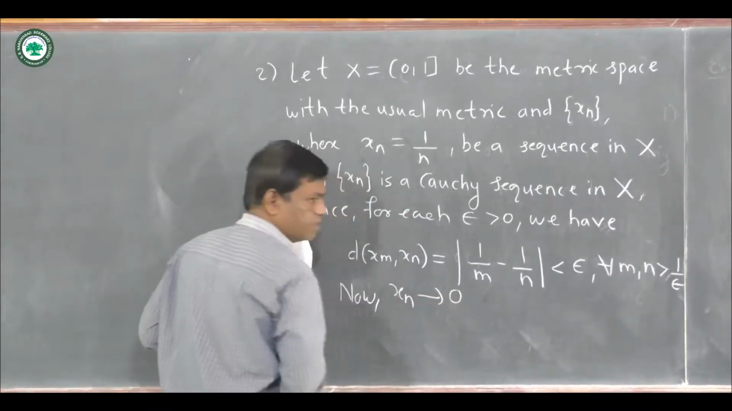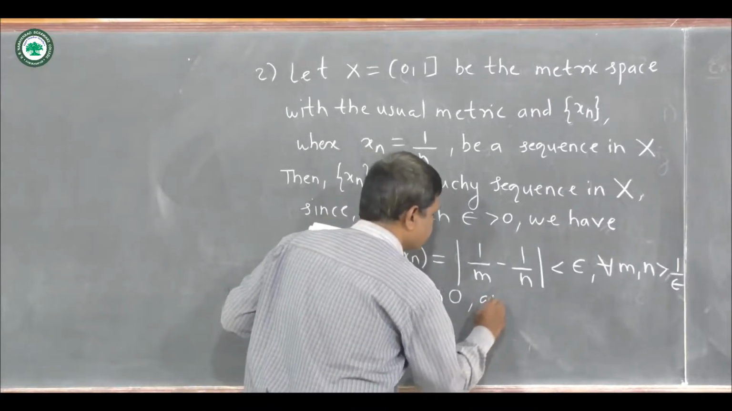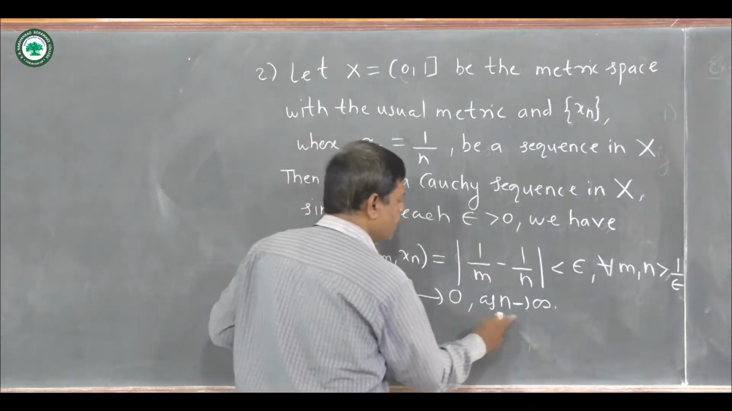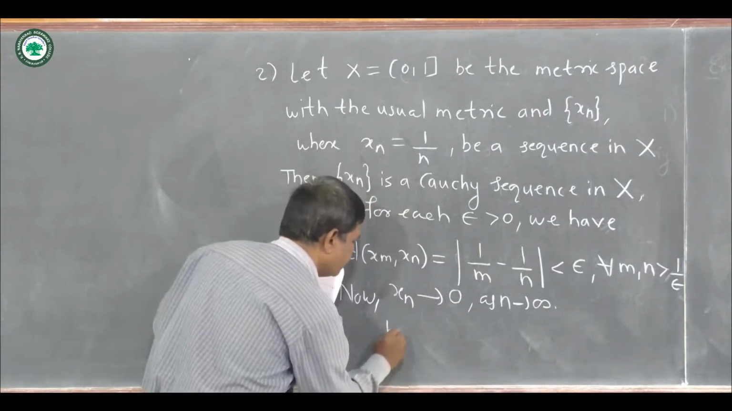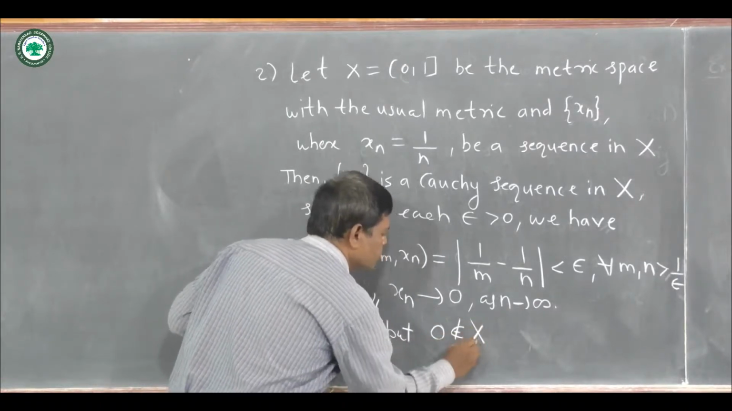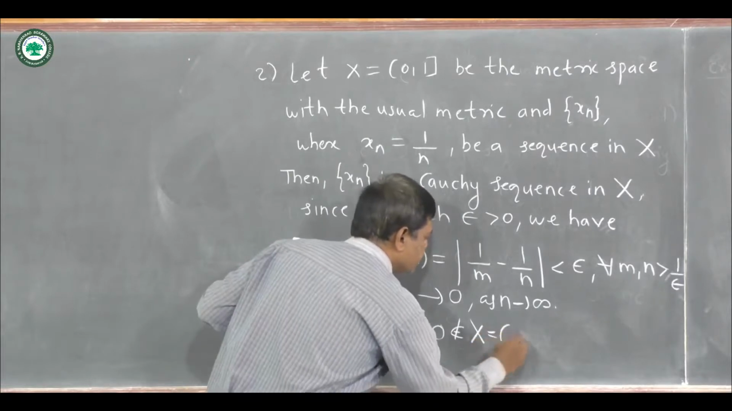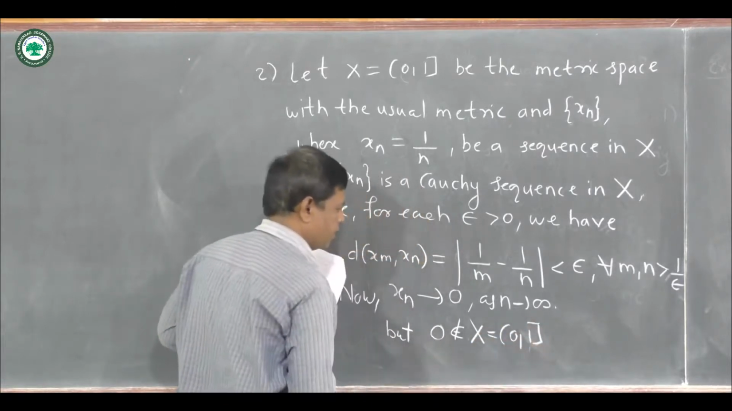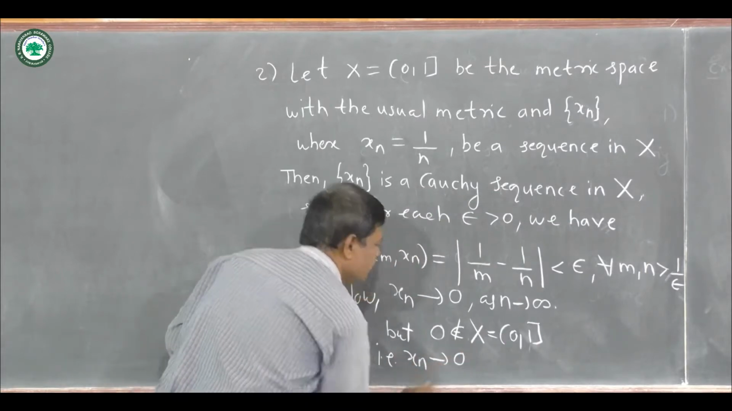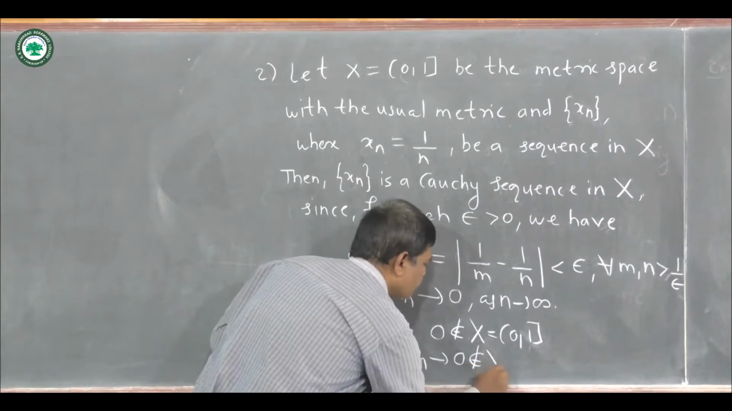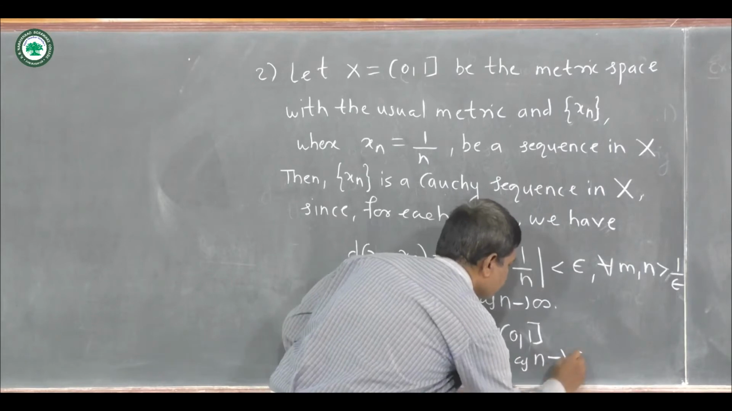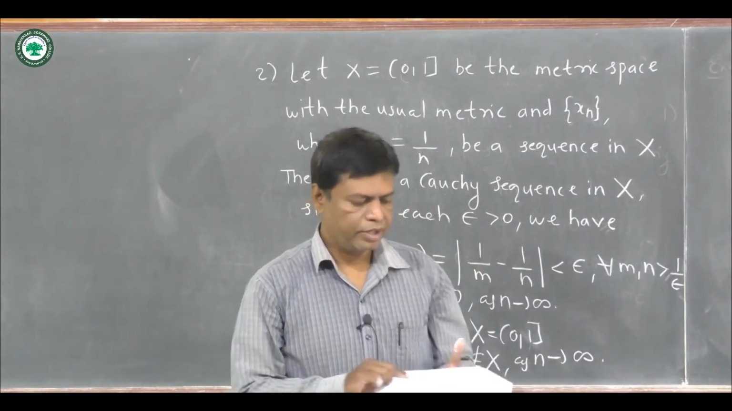The limit of this sequence is 0 as n tends to infinity. That is, xn converges to 0 as n tends to infinity, but 0 does not belong to X here, which is the open-closed interval 0 to 1. That is, we can write xn converges to 0 which does not belong to X as n tends to infinity here.